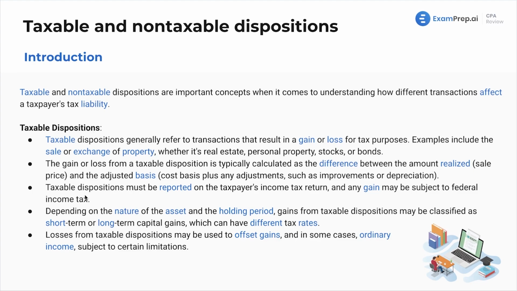Taxable dispositions must be reported on the taxpayer's income tax return, and any gain is subject to federal income tax. Depending on the nature of the asset and the holding period, gains from taxable dispositions may be classified as short-term or long-term capital gains, which can have different tax rates. And losses from taxable dispositions may be used to offset gains, and in some cases ordinary income, subject to certain limitations. Nice general introduction. Obviously, we'll get much more in depth into the details and all of that fun stuff.